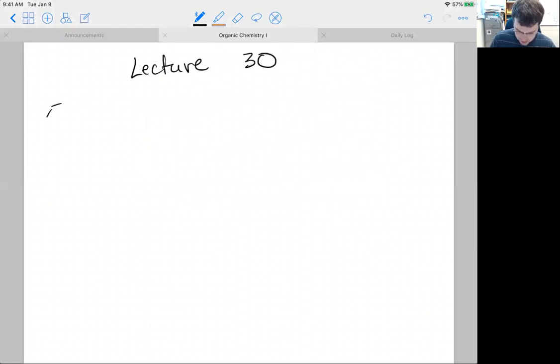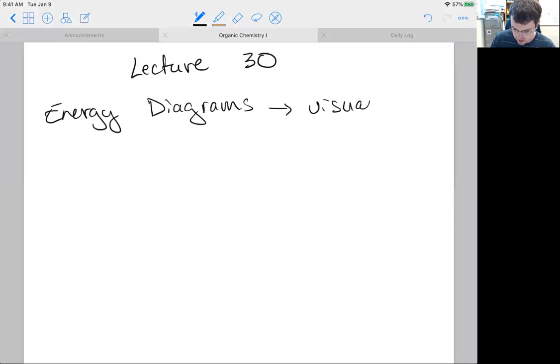again, we're going to talk about energy diagrams. And so energy diagrams allow us to visualize the energetics of chemical reactions.